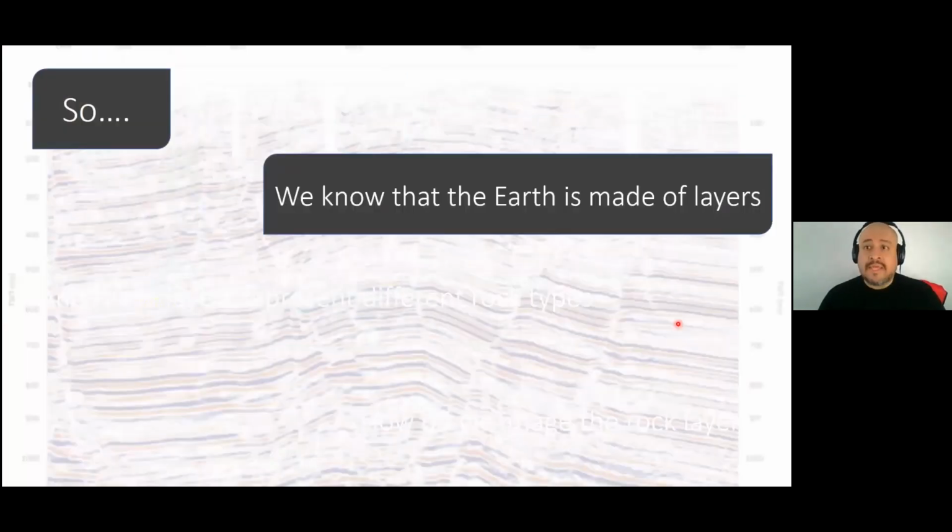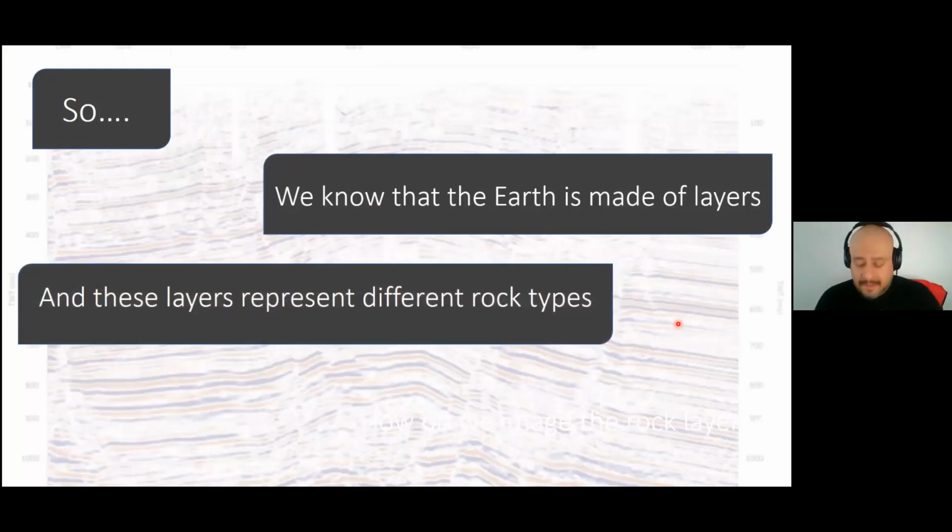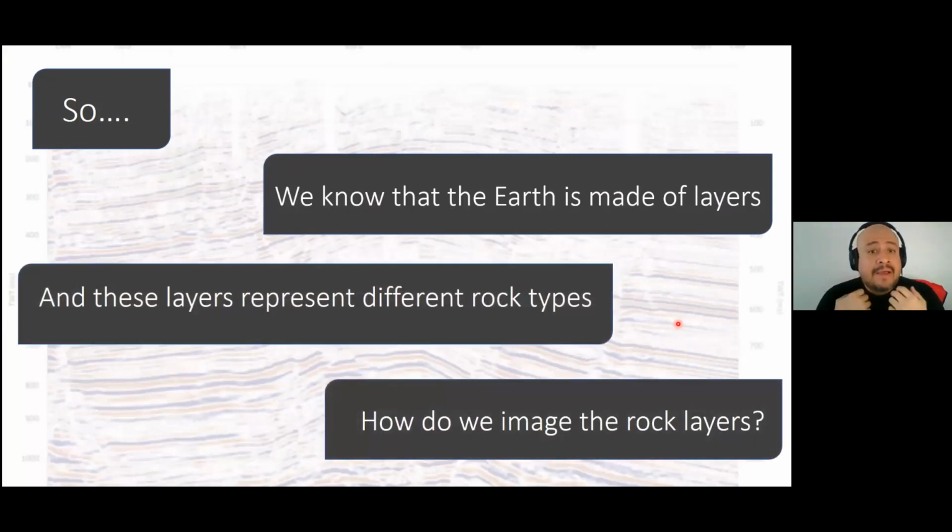So, to recap, we know that the Earth is made of different layers, and that these layers represent different types of rocks, okay? But how do we imagine these kinds of rocks? Do you have any questions at the moment? Is there something that is not clear?